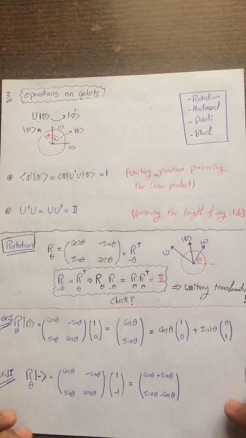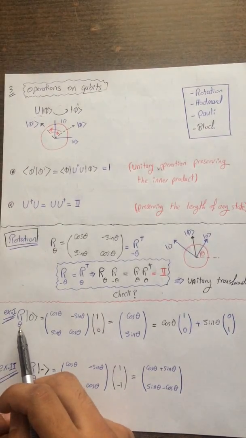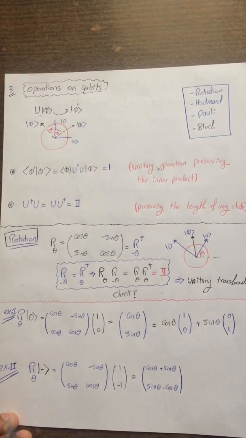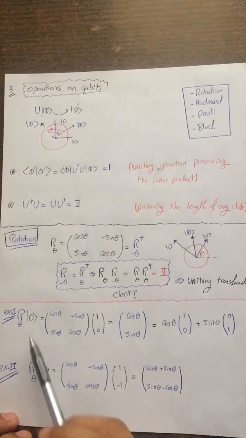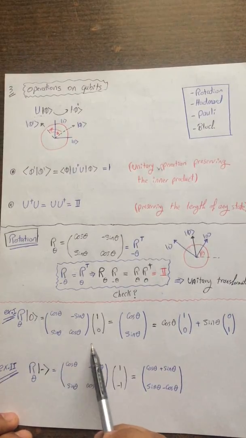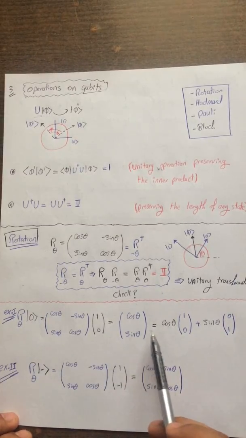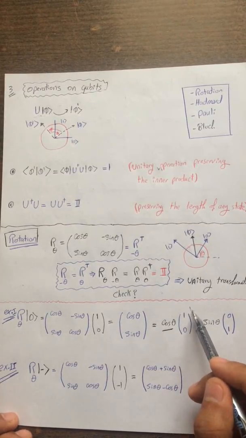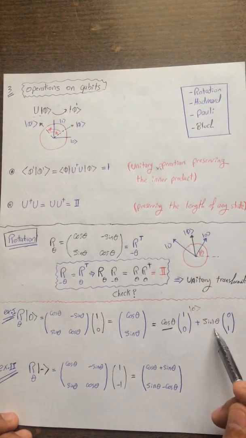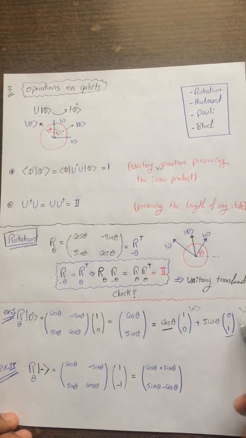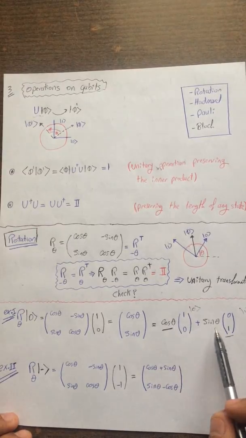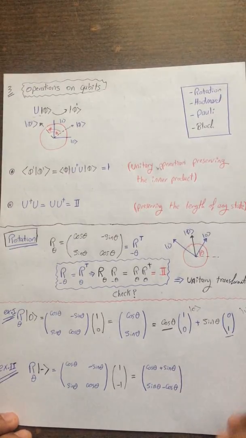So let's take an example. Here I apply the rotation operator over the 0, or maybe over the plus, whatever you like. I mention two examples, for 0 and minus. You multiply, and you will find that it's equivalent to cosine theta with the state 0, and also sine theta with the state 1. So if you apply the operator over the 0, it's equivalent to a superposition of cosine theta for 0 and sine theta for 1.